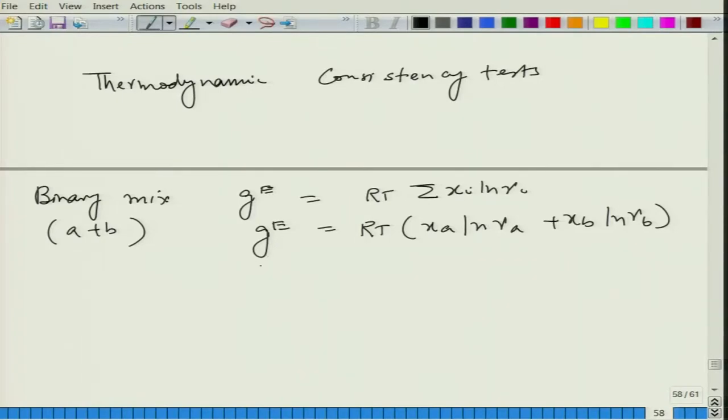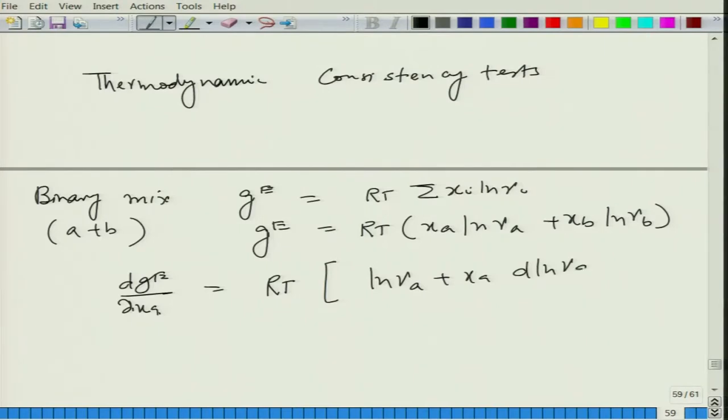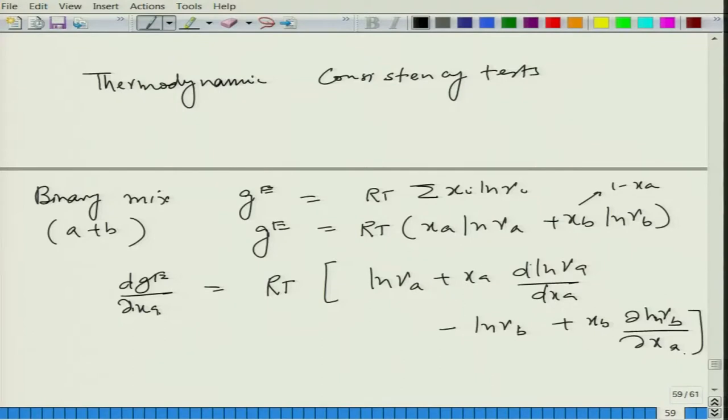Okay. So now at this point what I can do is take the differentiation with respect to x_A. So, if you do that, I get the expression RT ln gamma_A plus x_A d ln gamma_A by dx_A. Okay. And since x_B is nothing but 1 minus x_A, if I take a differentiation of this term with respect to x_A, I am going to get minus ln gamma_B plus x_B del ln gamma_B by x_A. So, I have an expression here.